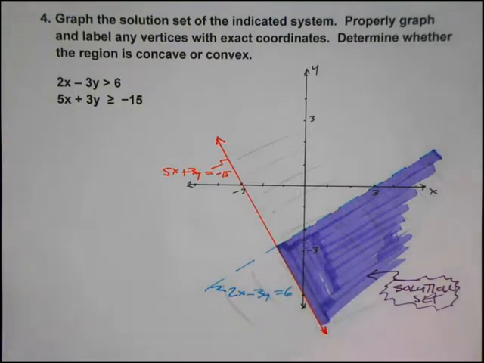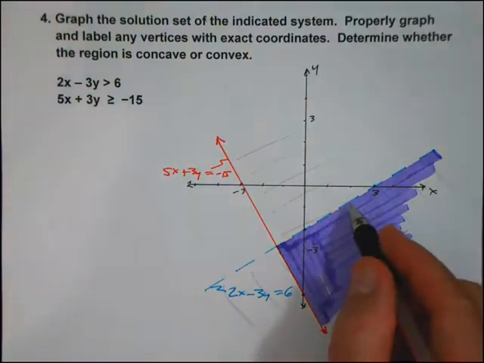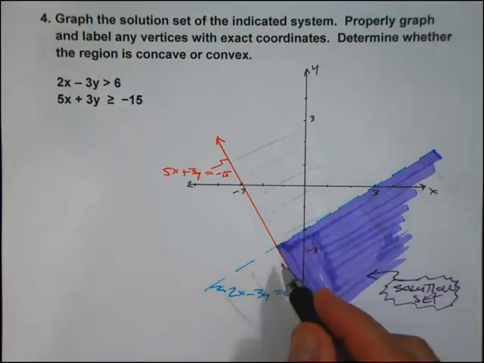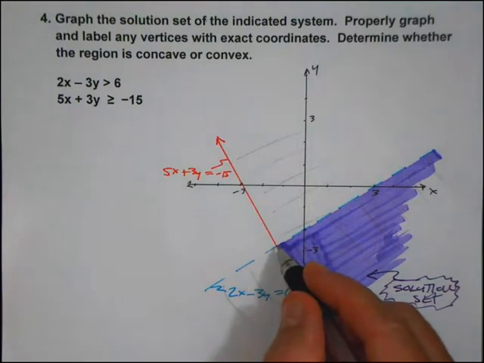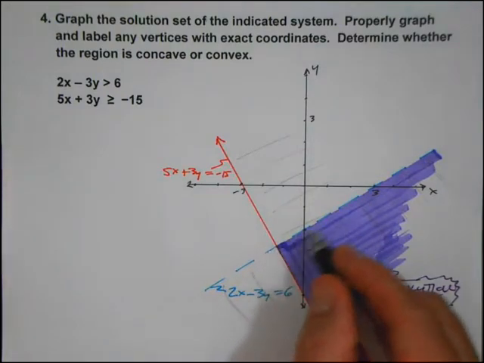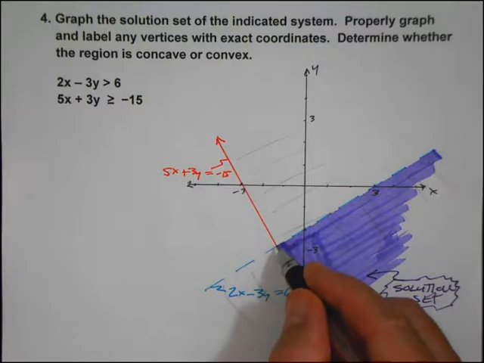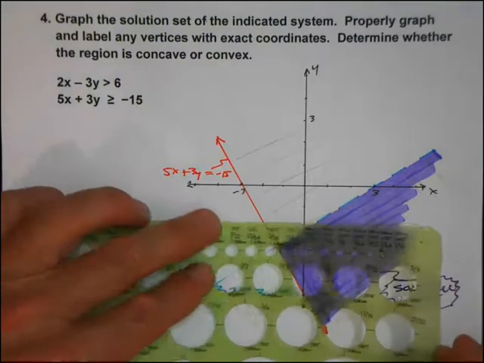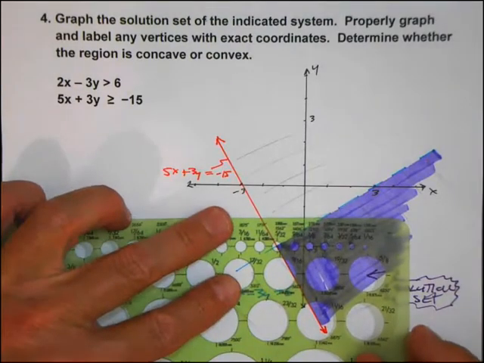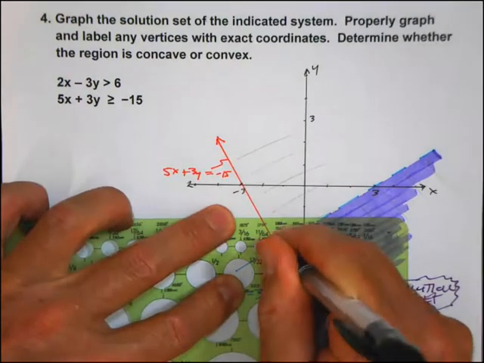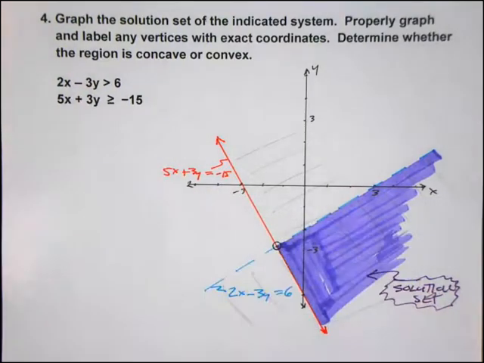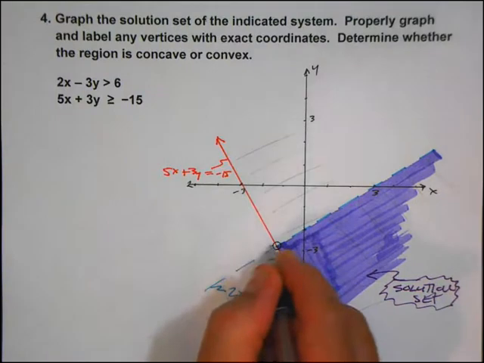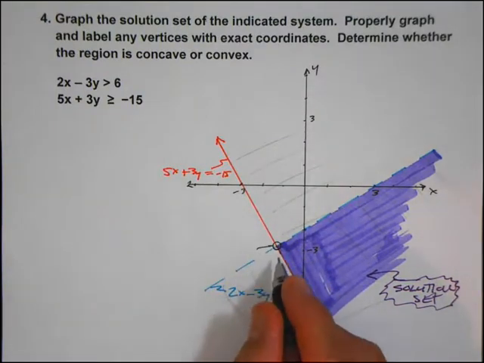Now to properly graph it, what do we need to do for that? Notice it's the intersection of a dashed line and a solid line. So this point, since it doesn't satisfy this line here, does not belong in the solution set. We need a hollow circle to go here. Perhaps like so. Okay, and we will need to get its coordinates labeled here.